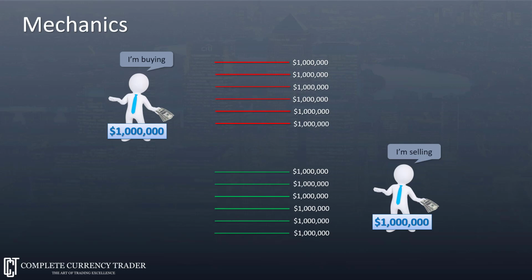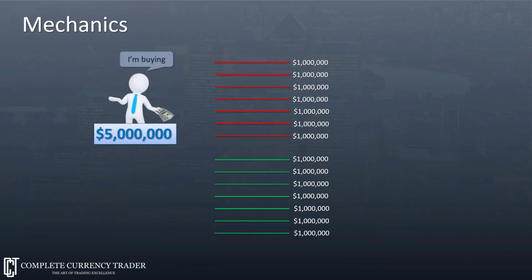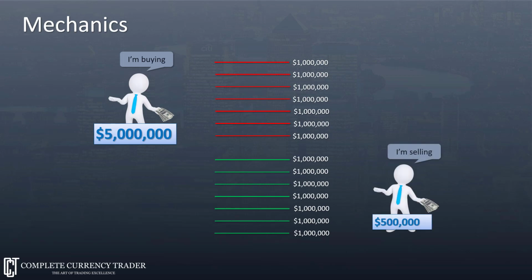That is literally a gap in the market, and market makers would compete for that space and put the best price they could in there. Now let's have a look at a slightly different situation. Trader A is coming in with a $5 million order. Trader B only has $500,000 order.